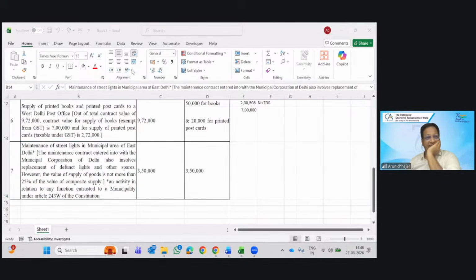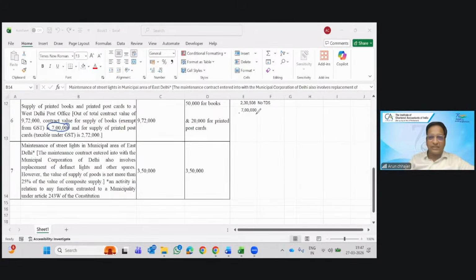Correct, Navneet. No TDS, or TDS would be there? आदित्य इस क्वेश्चन में क्या था? Okay, let me go to the point which Aditya has asked.